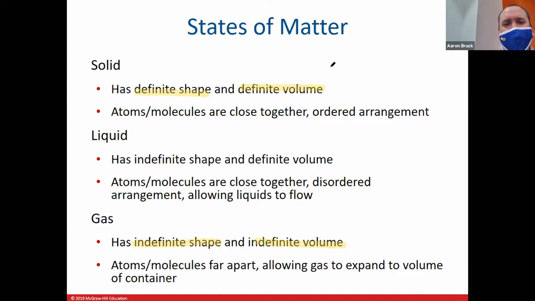Liquids kind of find their way into the middle. What we find is that liquids don't have a defined shape, but they do have a defined volume. The definite volume comes from the closeness of those molecules to each other.